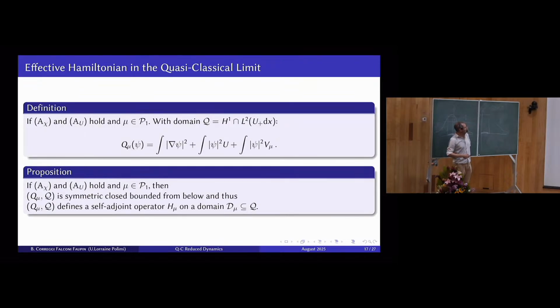And you get the same kind of results if you make the same assumptions on chi and u, and you set a measure mu. You can define thus an effective quadratic form in the semi-classical limit with the same kinetic energy and just the limiting potential. And you get the same properties. Your quadratic form is symmetric, closed, bounded from below, and then you get a Hamiltonian corresponding to this one.